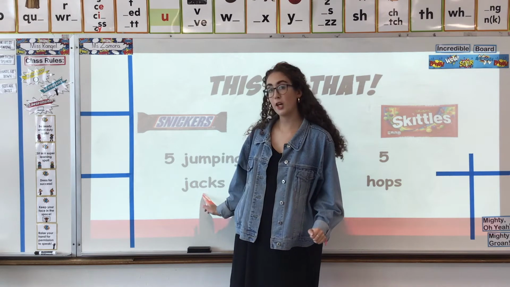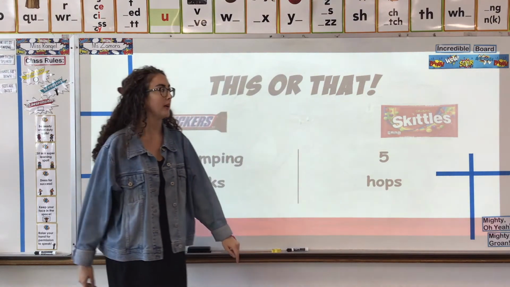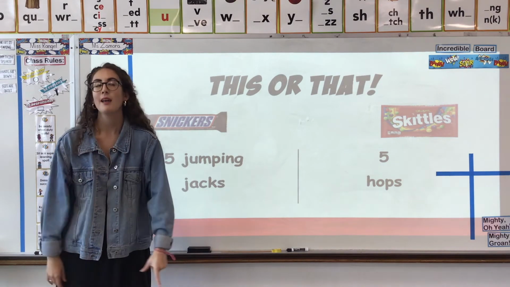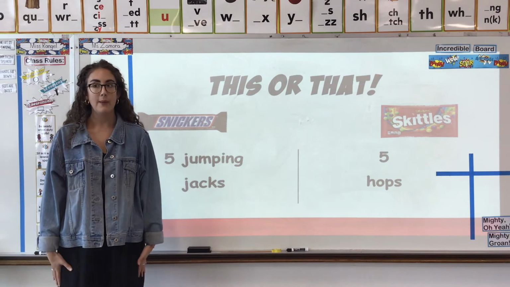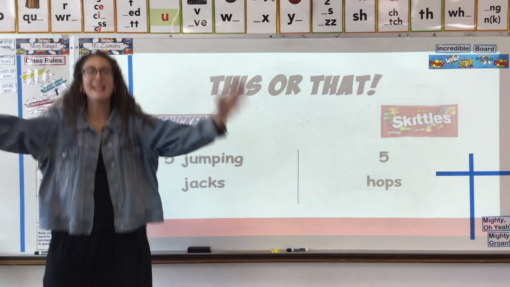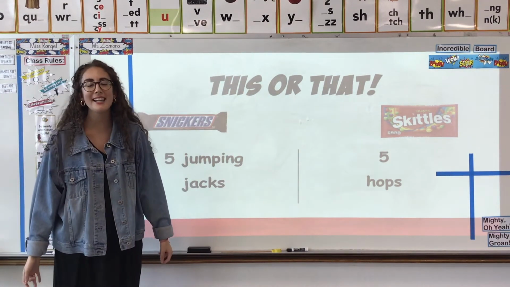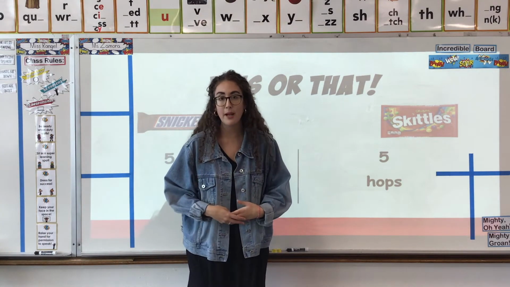Snickers, you're going to do jumping jacks. Skittles, you're gonna hop. Okay, take your pick. What do you decide? I'm going with a Snickers bar, so I'm gonna do jumping jacks. Here we go. 1, 2, 3, 4, 5. That is it. And we can sit back down and be ready to keep it up with writing.